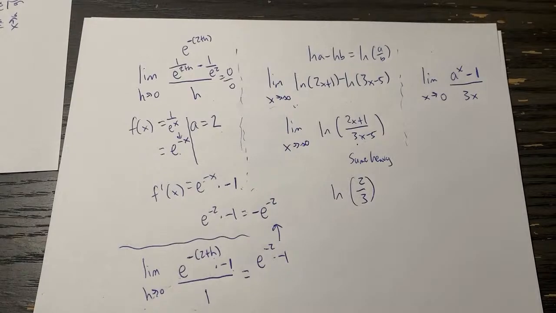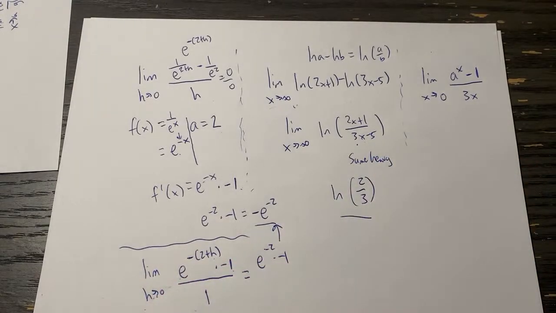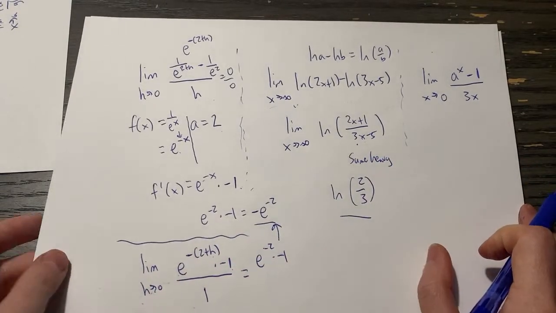And while I like my students to simplify as much as possible, for both of these past answers, because we have e's, because we have ln's, you really can't simplify that. So we have to leave our answer like this.